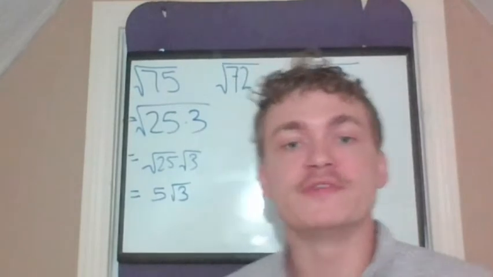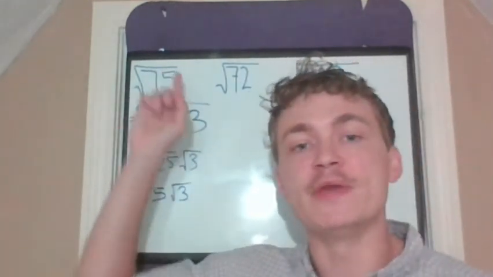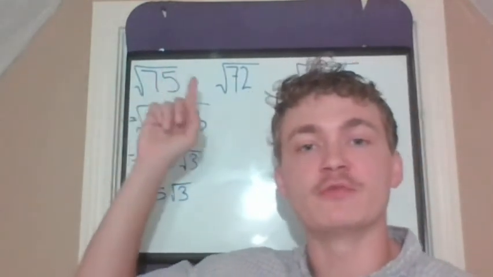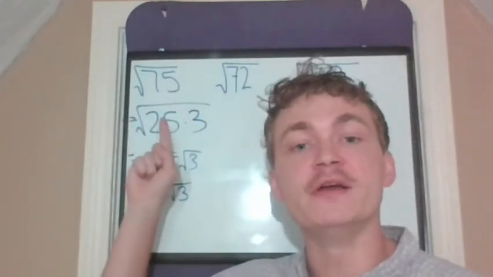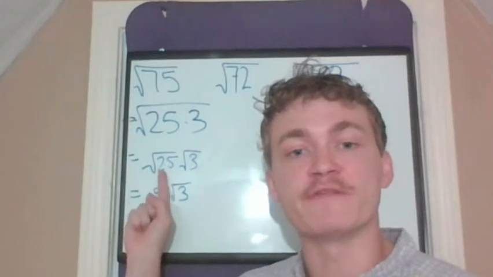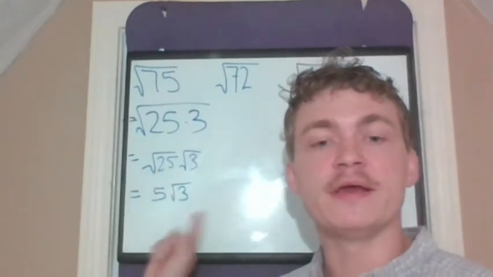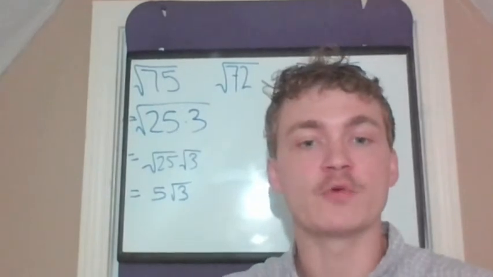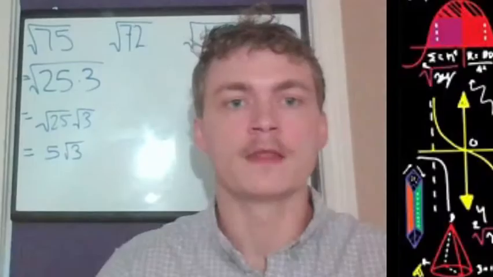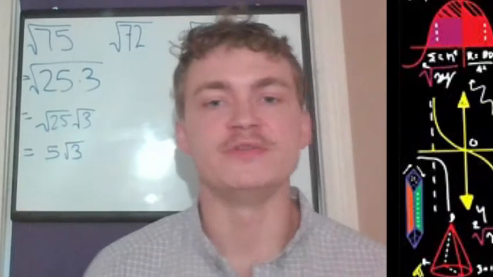Thus, the square root of 75 is irrational. However, we can simplify this irrational radical expression because our radicand contains a perfect square factor. We simplify out the perfect square factor and evaluate, giving us our simplified radical expression of 5 square roots of 3. For the square root of 72, 72 is an even number.